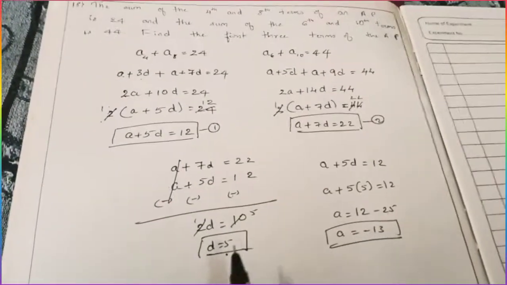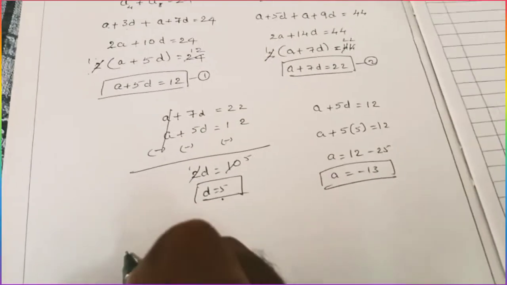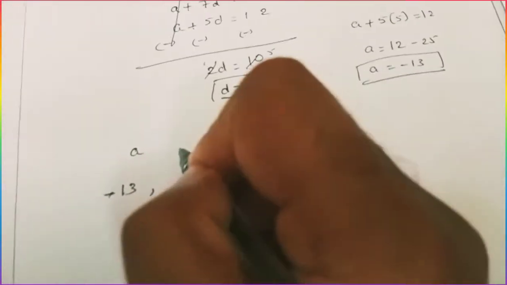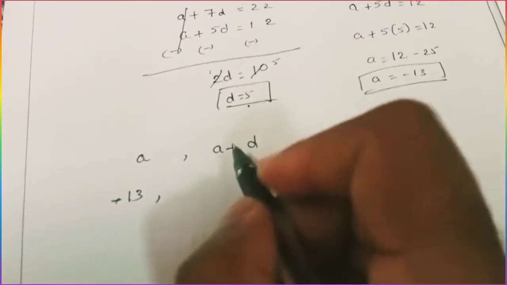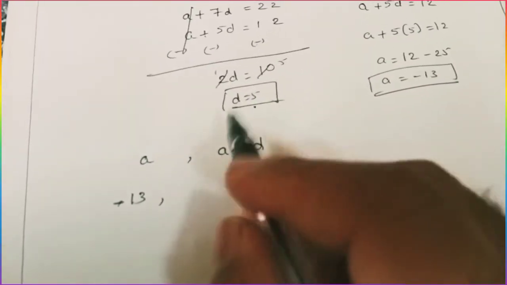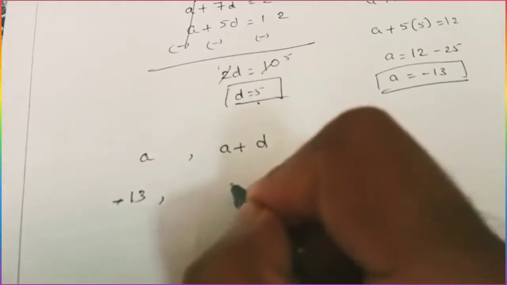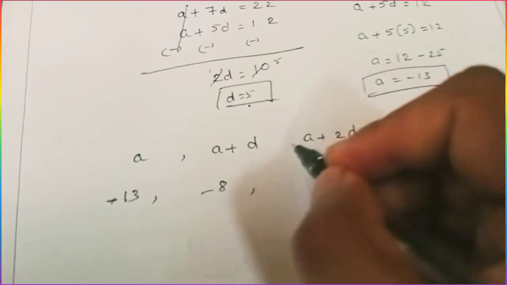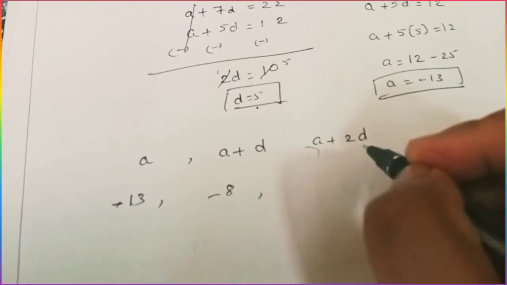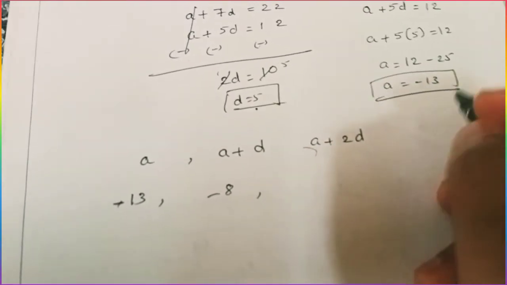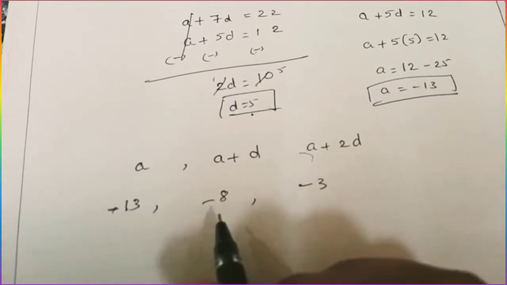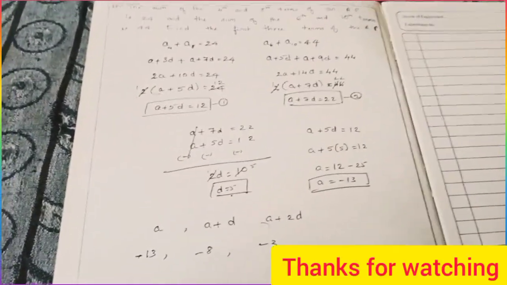We need to find the first three terms. A is the first term, no? What is the value? It is minus 13. So which is the next term? A plus d. So minus 13 plus 5. Change in sign, I need to subtract. 13 minus 5 is 8. Bigger number sign is minus. Next one is a plus 2d. A means minus 13. 2d means 5 twos are 10. Minus 13 plus 10, so it becomes minus 3. These are the values of the first three terms of this AP. I hope that you have understood. Thanks for watching the video.